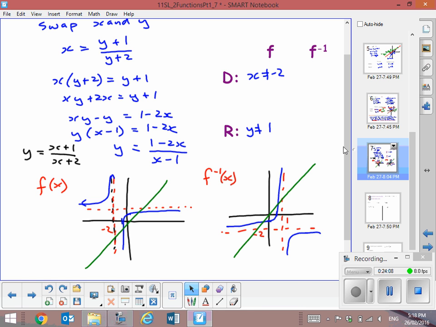For our inverse, what's our domain? Everything except x equal to 1. For our range, everything except y equal to minus 2. So again, we see matching, except the x and y's are different.